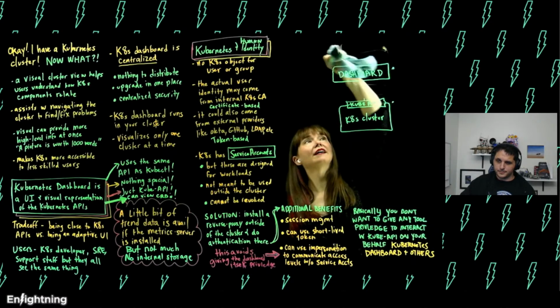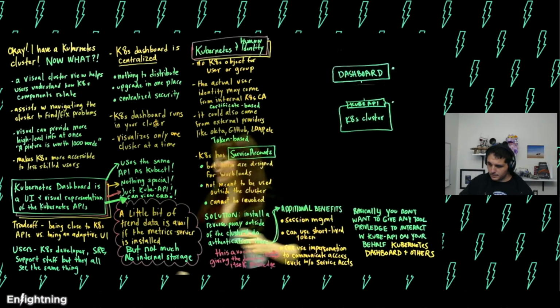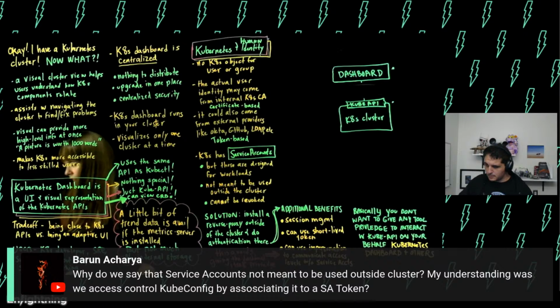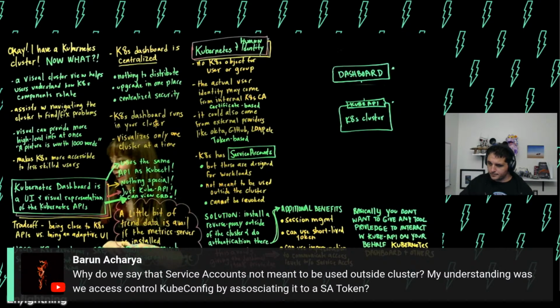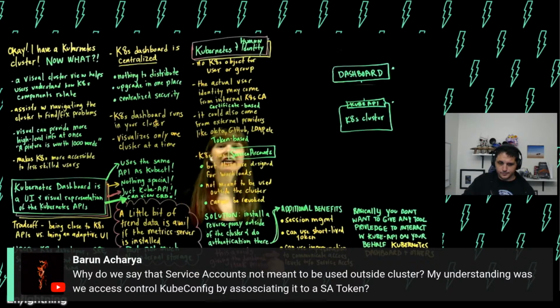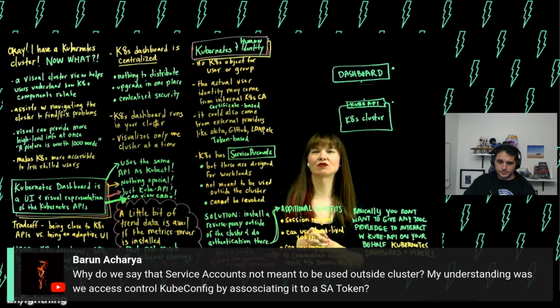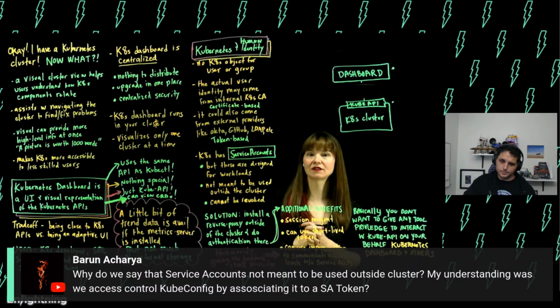Barun has a question. And that is, why do we say that service accounts are not meant to be used outside of the cluster? My understanding is that access control kubeconfig by associating it to a service account token.